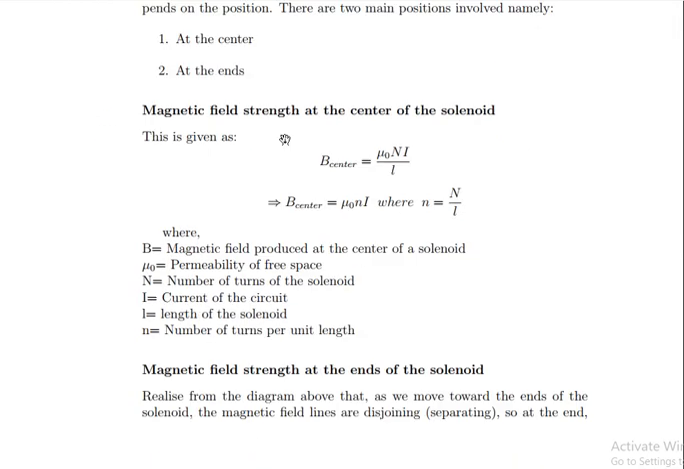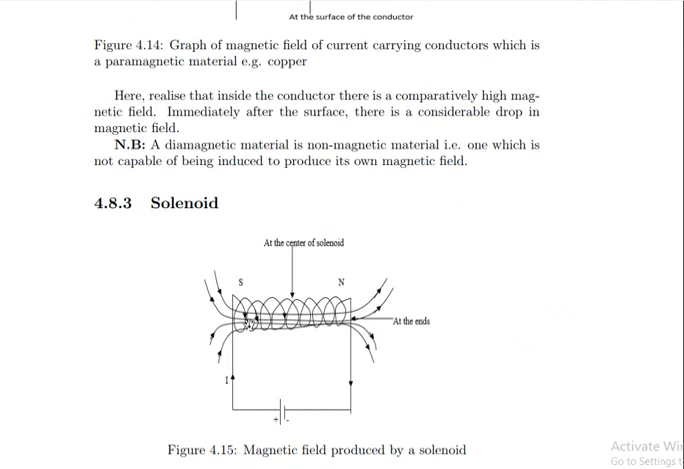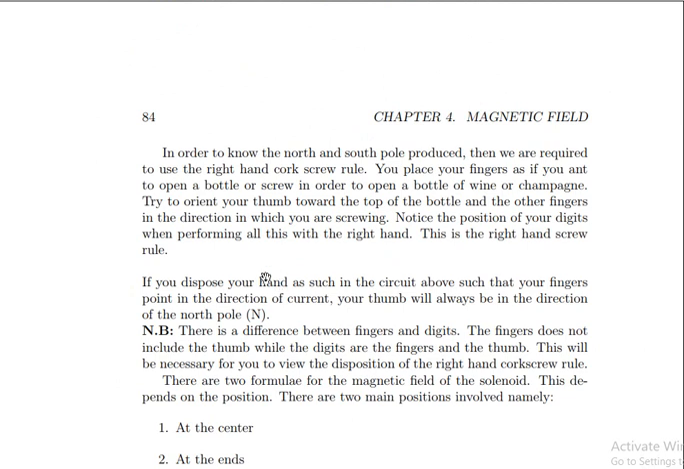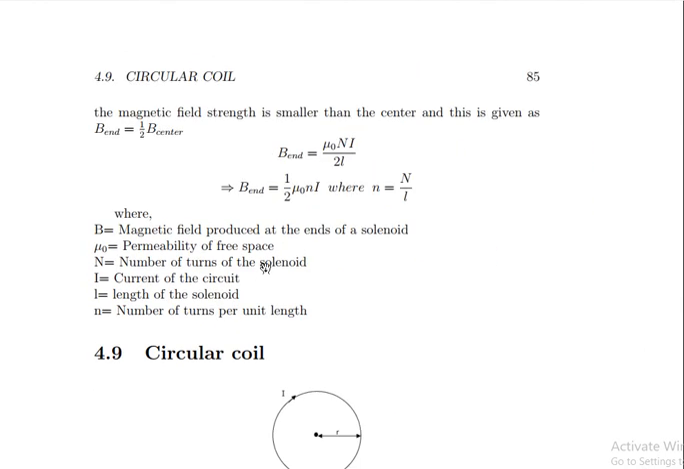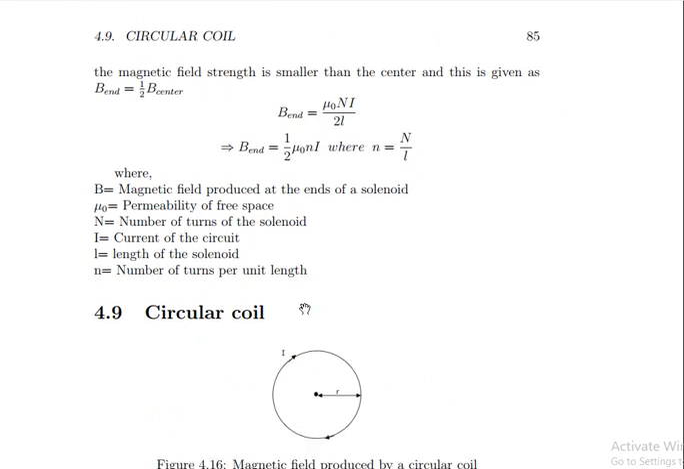Now at the ends, you need to know that at the center all the magnetic field lines are close together, so the magnetic field strength is going to be higher, while at the ends the field lines are separating and disjoining. So it implies that the magnetic field strength is going to be reduced. Since it's reduced, B at the end is half of B at the center. So B at the end is going to be mu 0 N i all over 2L, that is half mu 0 n i, where small n is big N, the number of turns, divided by the length of the solenoid.